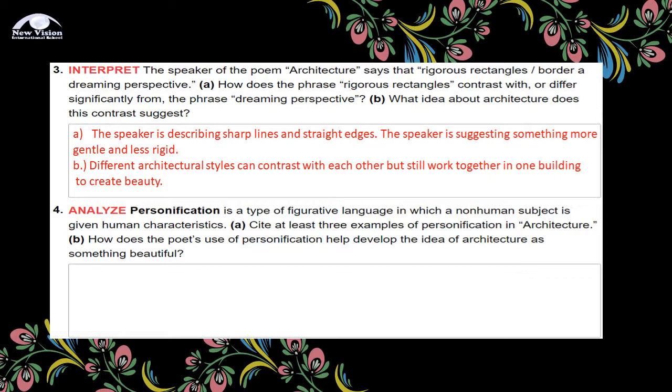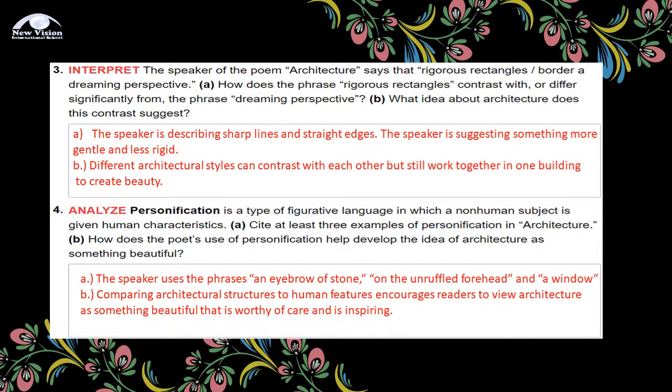Next, personification is a type of figurative language in which a non-human subject is given human characteristics. Letter A, cite at least three examples of personification in Architecture. And letter B, how does the poet's use of personification help develop the idea of architecture as something beautiful? Possible answers: in letter A, the speaker uses the phrases an eyebrow of stone on the unruffled forehead, and a window. Letter B, comparing architectural structures to human features encourages readers to view architecture as something beautiful that is worthy of care and is inspiring.